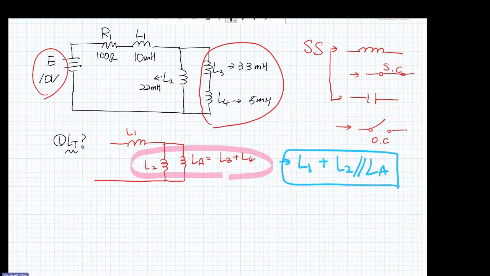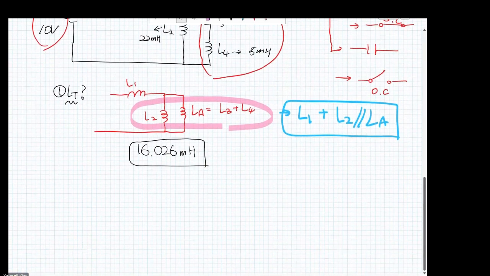So that is the answer. I'm going to write the answer: 16.26 millihenry. Okay, not only the answer, and please don't forget the unit. All right, any questions?